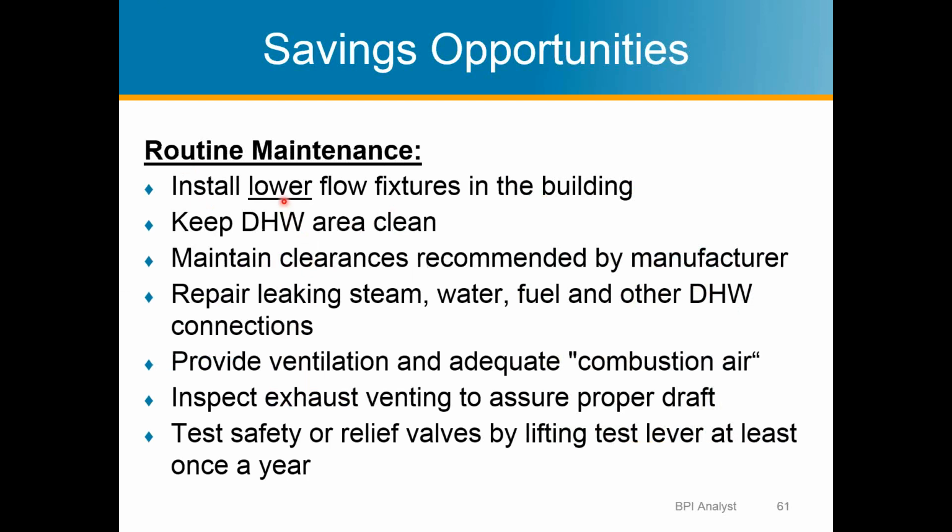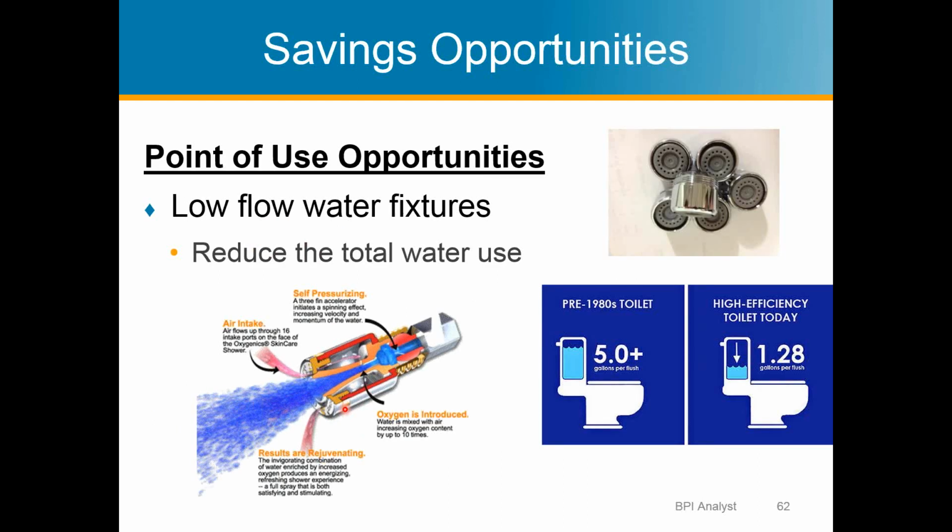Routine maintenance. Lower flow fixtures, you can always go lower. Even if the law is 2.5 and you've got a 2, you can always go to 1.5 or 1. You can always go lower. And a lot of this is keep things clean, keep things out of the area of the water heater, and make sure you've got enough air to combust properly.